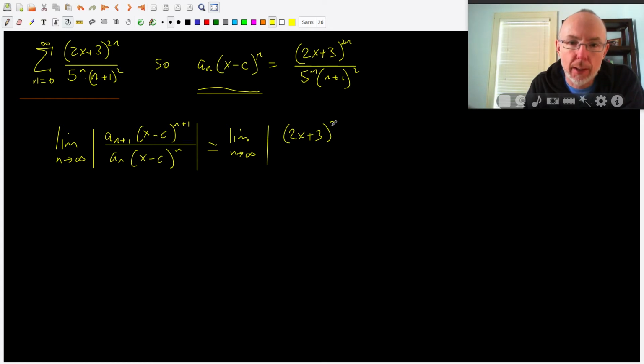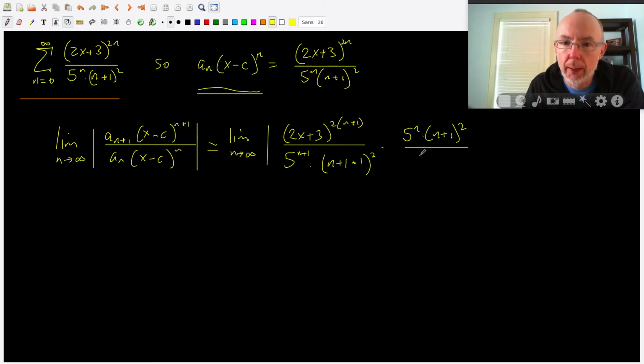Now it's going to be raised to the power of n plus 1, because I replaced n with n plus 1. And then it's 5 to the power of n plus 1. And then it's n plus 1, all squared. And then that's multiplied by, I'm just going to write the reciprocal of the nth term. So I'm just going to flip that nth term and write it down as it is above. So this is to the power of 2n.